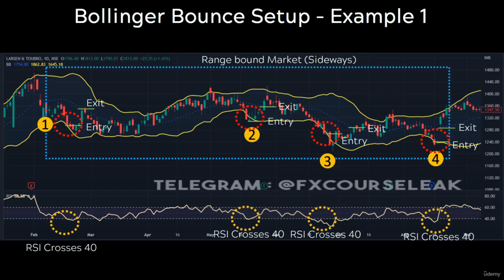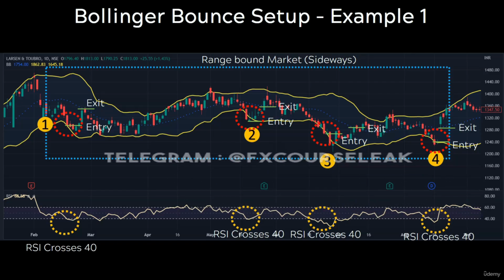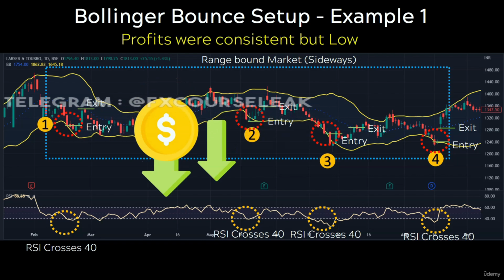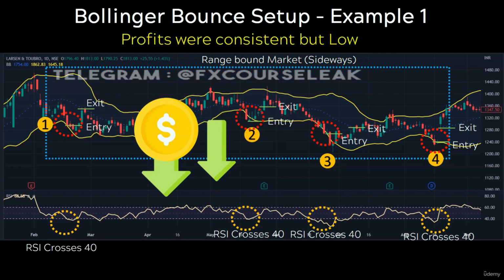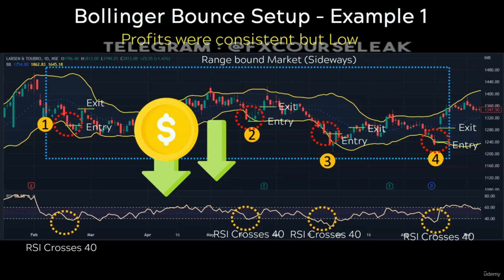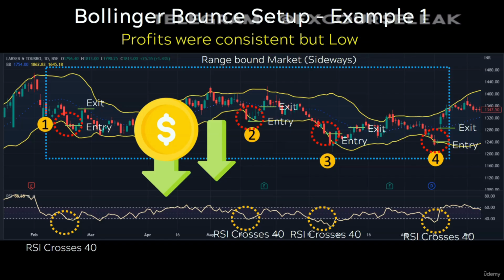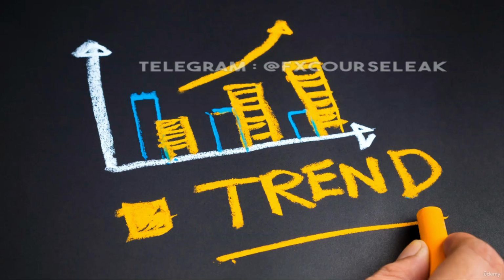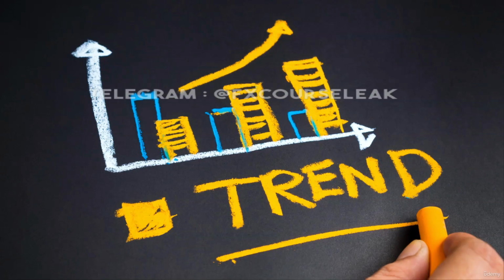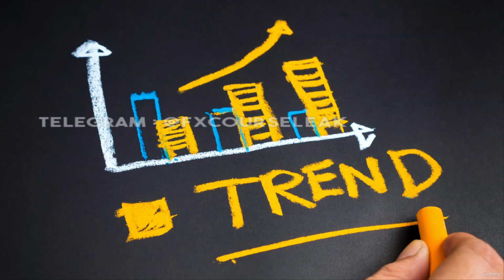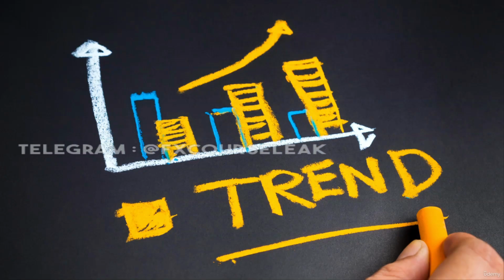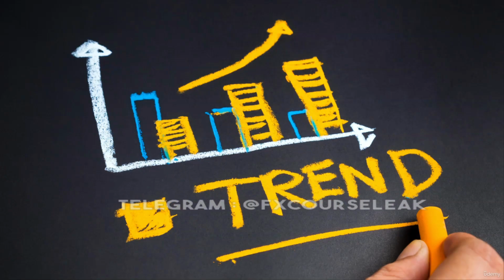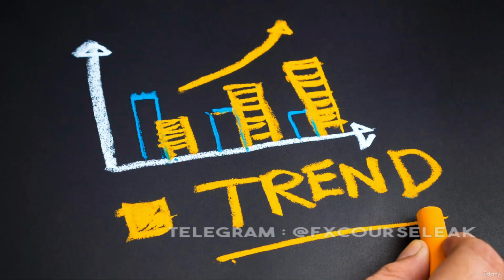But we also saw a small demerit of the strategy, that profits were consistent but low. And also the reason for not trading Bollinger bounce outside the contraction phase is that when trend is strong, then price tends to walk along the upper or lower bands. Now as said in trading, trend is your best friend. So the strategy which we are going to discuss in this video actually takes all the demerits of the Bollinger bounce setup which we discussed earlier into account, and here in this setup we ride the trend.